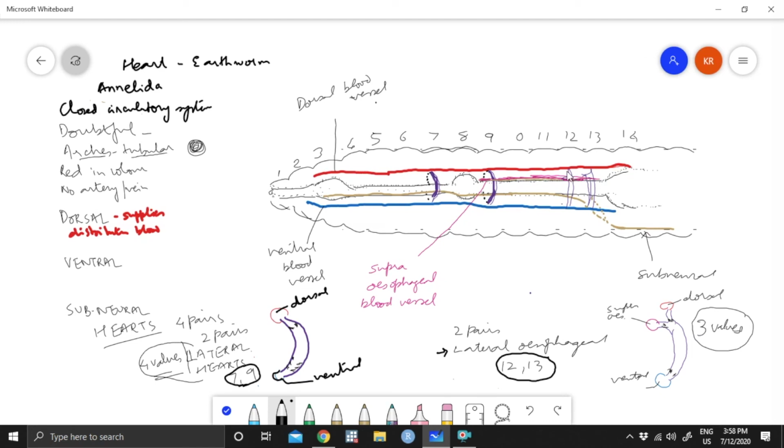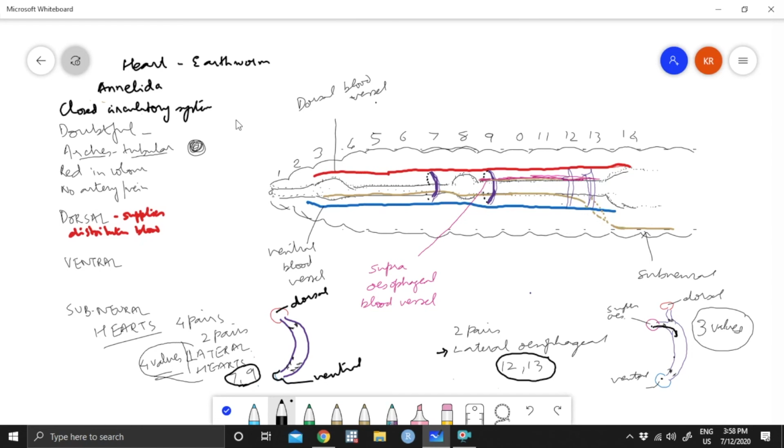So blood from dorsal comes to ventral. Similarly, blood from supraesophageal comes to ventral. So that's why here from supraesophageal it is going into this and it is going to the ventral side. Similarly, from dorsal it is going towards the ventral side, ventral blood vessel. So that is the way in which the blood flows from the dorsal to the ventral, and the ventral blood vessel can then distribute the blood to all the parts. So this is why these are called as the hearts of the earthworm.